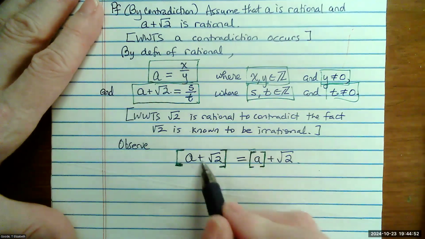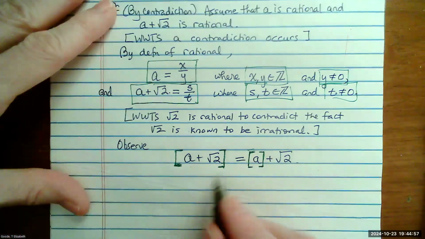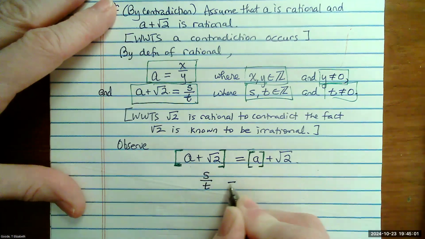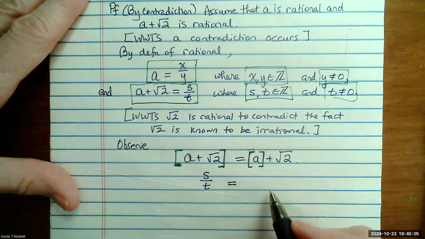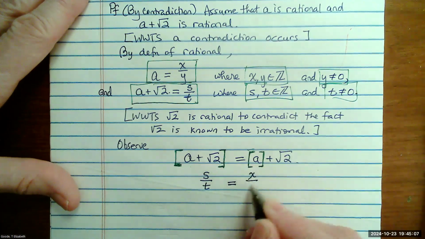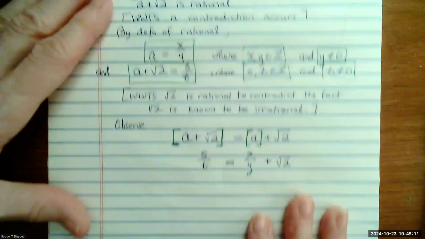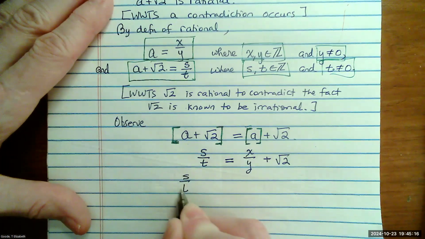So what is A plus square root of 2? What can we put in for that? That's just S over T. It certainly is. So let's just put in S over T for that. Over here, that's equal to, and now what should we write? X over Y plus square root of 2. Exactly. So now we're going to solve for square root of 2. I'll just subtract X over Y from both sides.